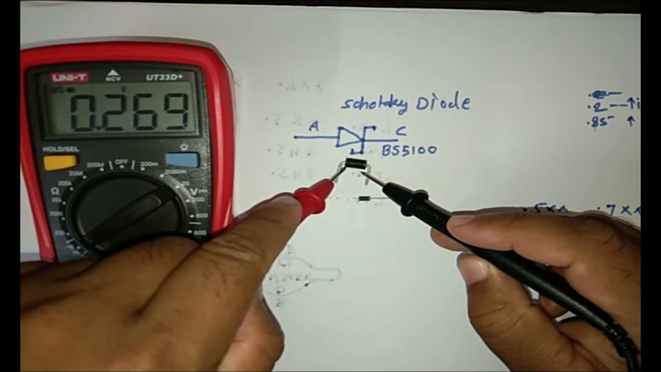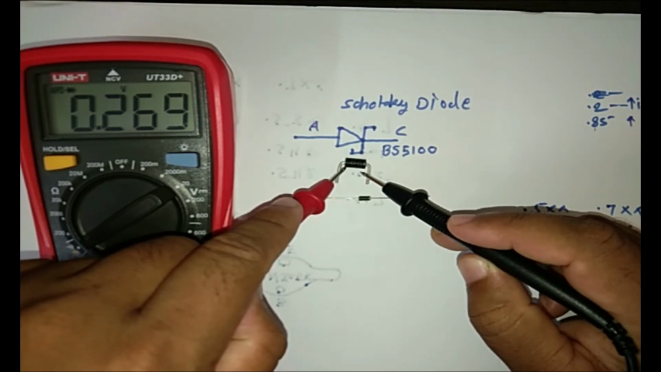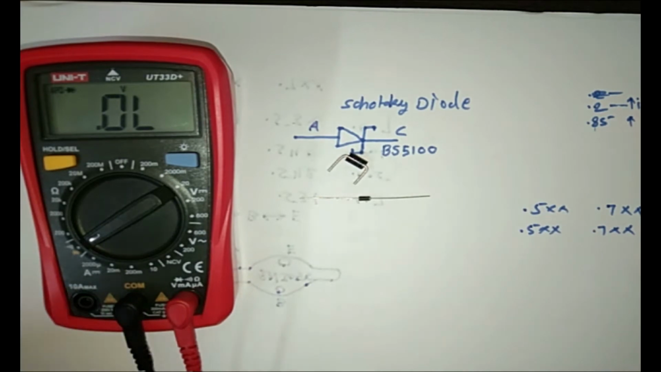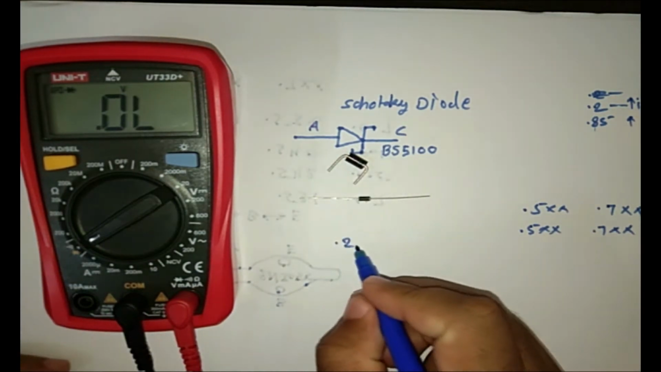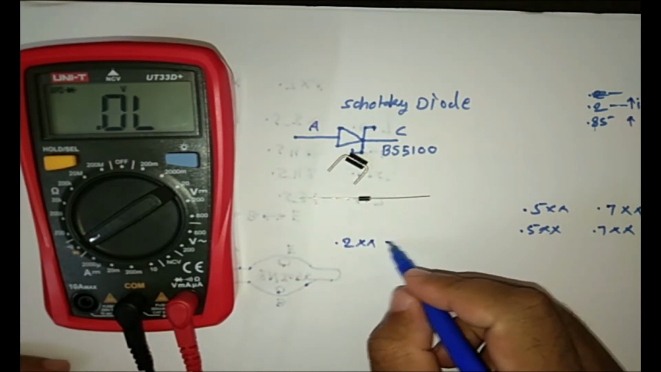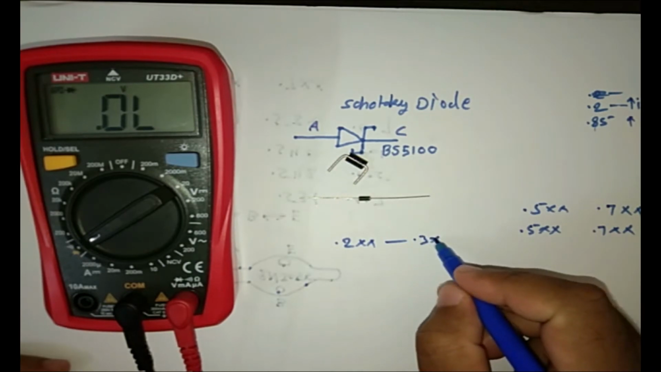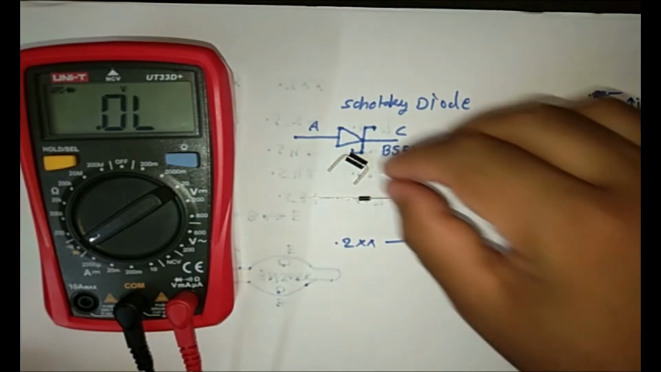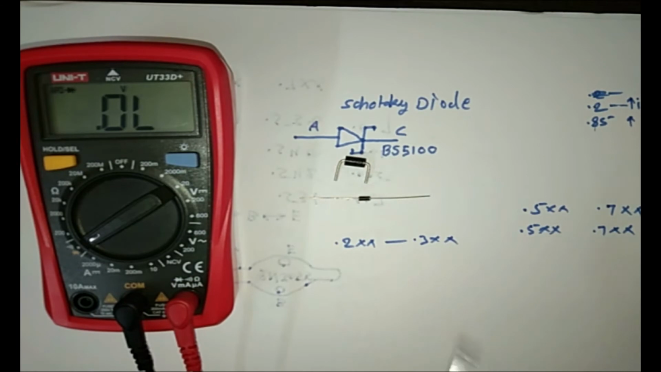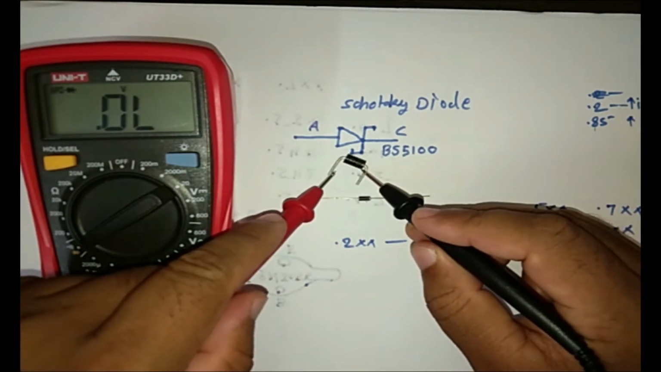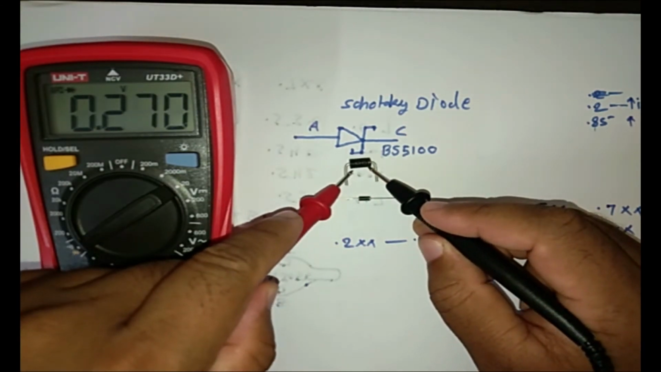So in the Schottky diode, 0.2 is the range of the Schottky diode, and it may be 0.3 also, but generally the range is 0.2 something to 0.3 maybe. Okay, so this is the right way to measure. It will show some value.